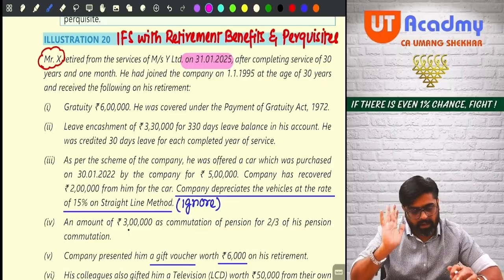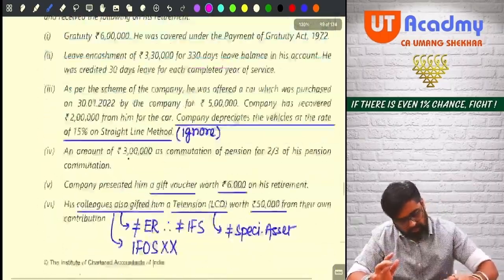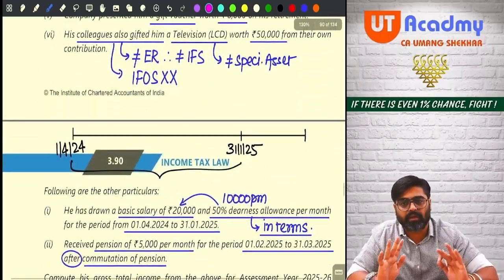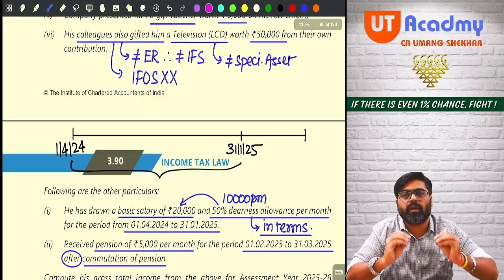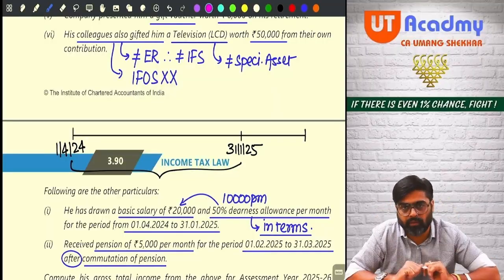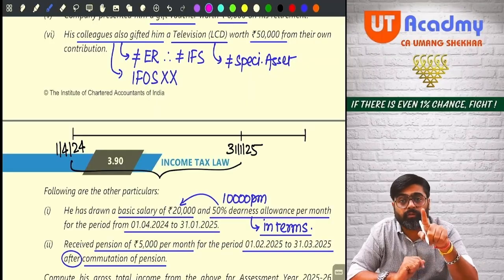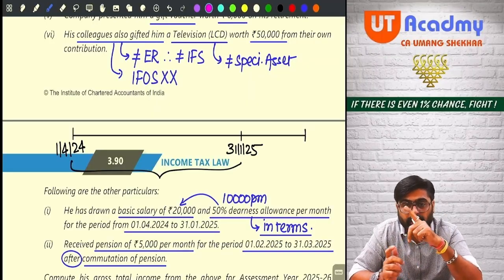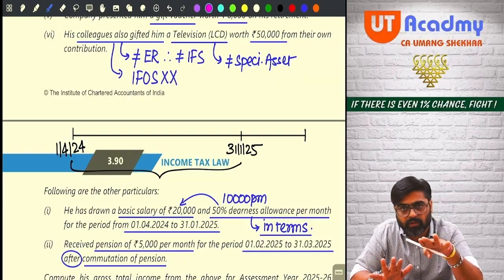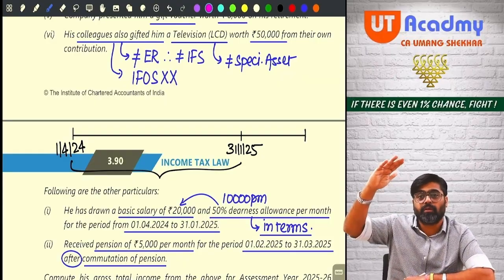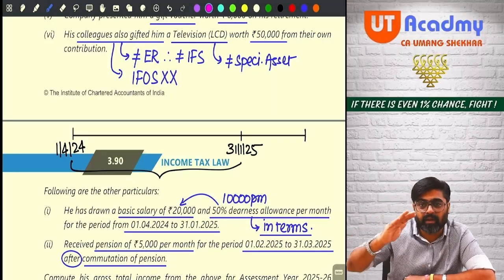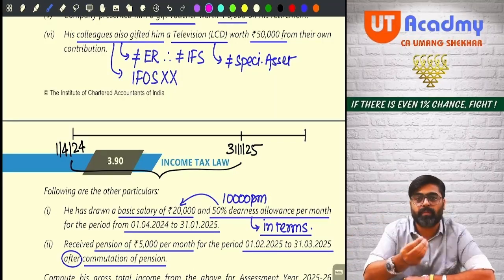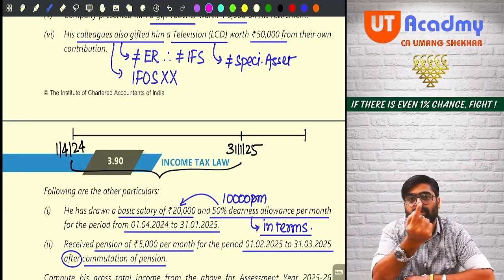Now he is getting retired on 31st of January. He is retiring on 31st of January. So on 31st January, what all things he is getting? Number one, he is getting a gift voucher of rupees 6,000 from the employer. Please check. That 6,000 gift voucher is a perquisite. So first we are charging what? First we are charging basic, then DA, then we are charging perquisites now. So out of the perquisites, one perquisite is receiving a gift.